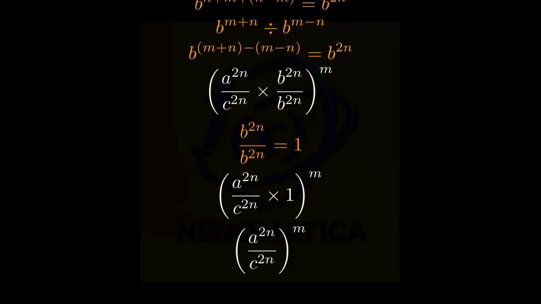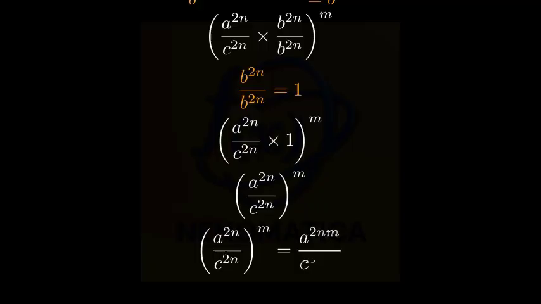Now, we need to apply the power of m to our expression. Remember our third rule. When raising a power to another power, we multiply the exponents. So when we raise a to the 2n over c to the 2n to the power of m, we get a to the 2n times m over c to the 2n times m.